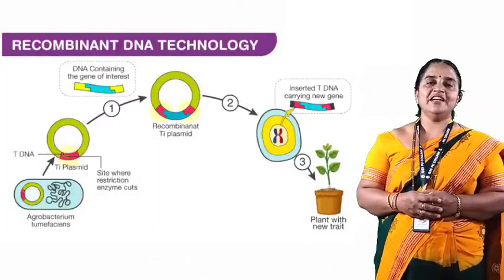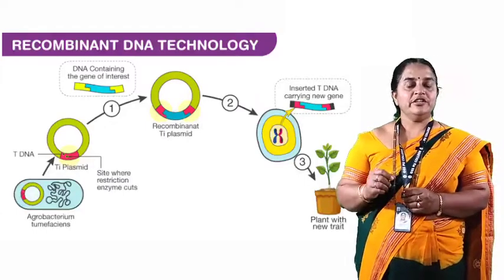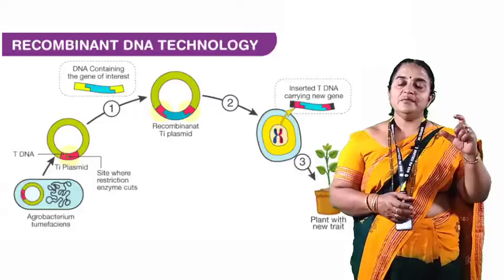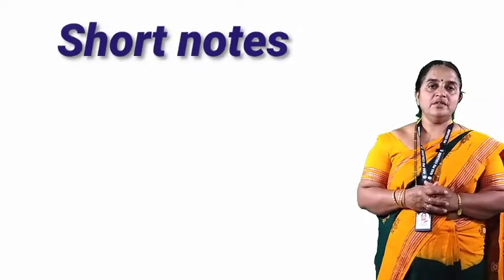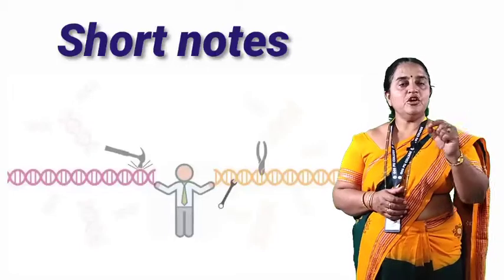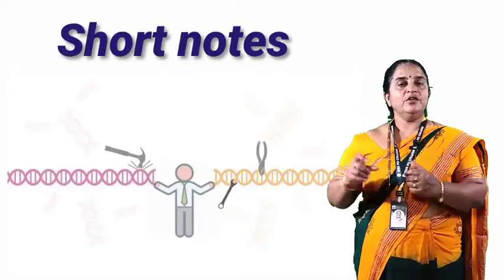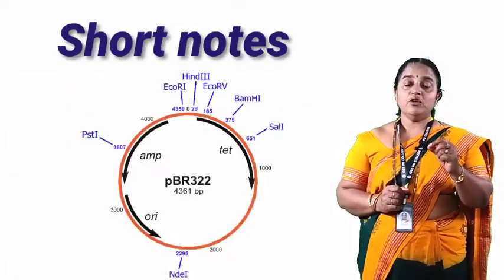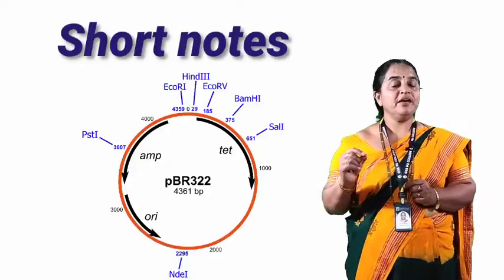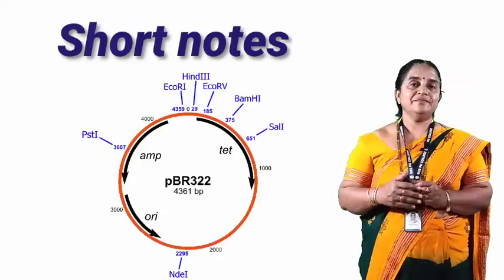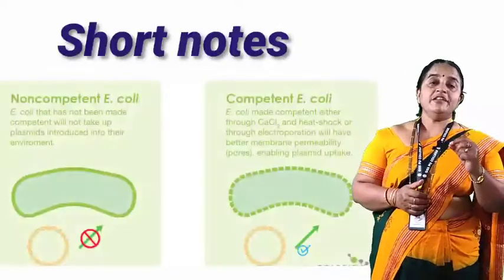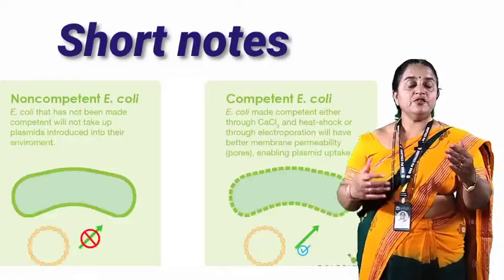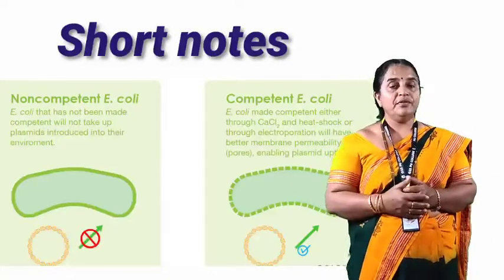Hello students. In the previous session, I completed the general steps involved in rDNA technology, or genetic engineering, or the gene cloning process. There are some short notes expected in the exam on the action of enzymes like REN and ligase to obtain rDNA, then a suitable cloning vector taking the example of pBR322 and its features, then how to make the host cell competent by various methods to accept rDNA and get transformed.